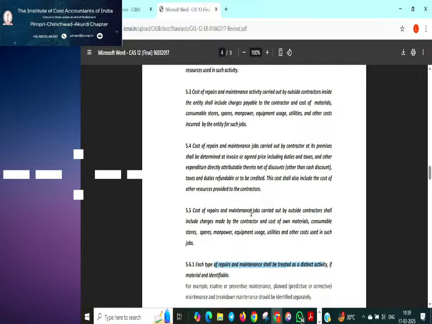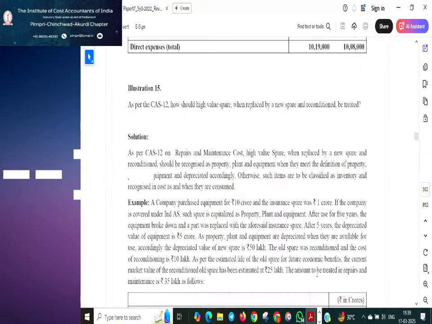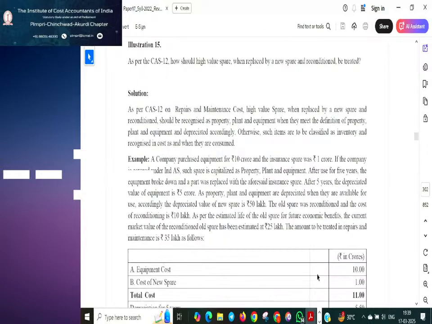So, are you all fine with this on repair and maintenance? The same problem they have illustrated in your book. So, I am not going to do the same problem. That is illustration 15, which talks about cost accounting standard 12 in your book. So, that is what we have already discussed now.